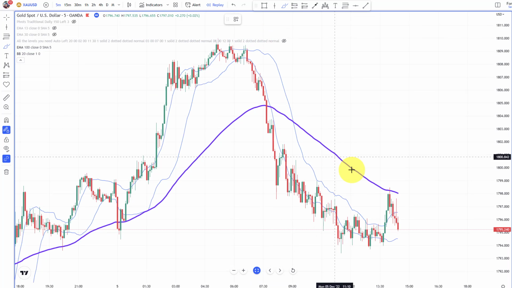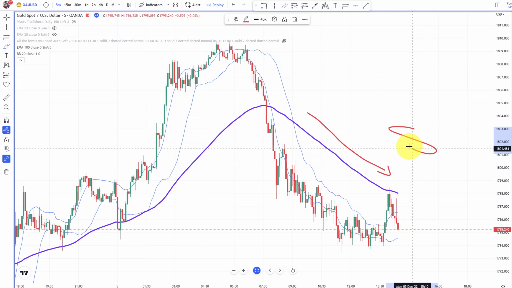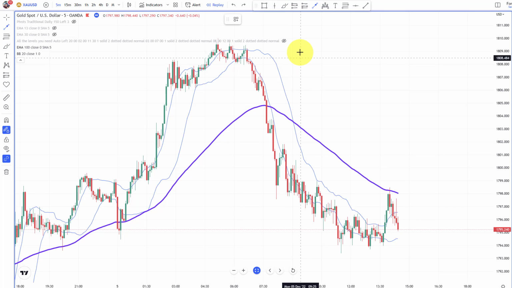First of all, the purple moving average is our trend direction filter. So as long as the market is below the moving average, we are only looking for shorts. If the price is above the moving average, we are only looking for long opportunities. We are waiting for a pullback and then we are looking for trend continuations. This is a very common rhythm in trending markets.